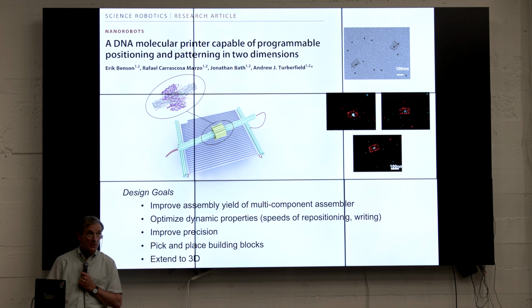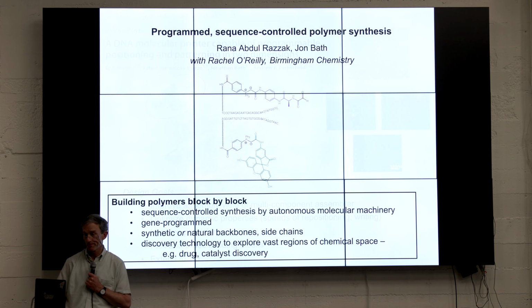What we need to do with our software design tools, or the ones that you're going to produce for us, is improve the assembly yield, and in particular, improve our success in sticking together the three origami components that make up that structure. Optimize its dynamic properties. How do you reposition the write head without it getting stuck? Improve the precision of writing. Do more than we do now in terms of picking and placing building blocks, do cleverer things, and in the limit extend it to three-dimensional printing.